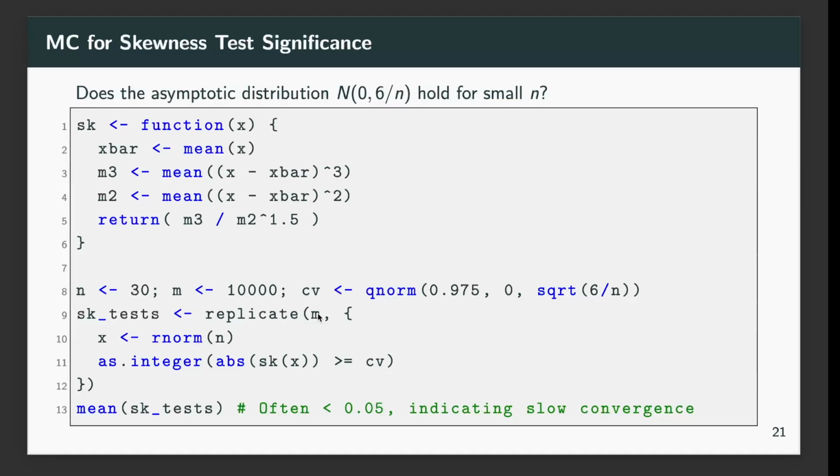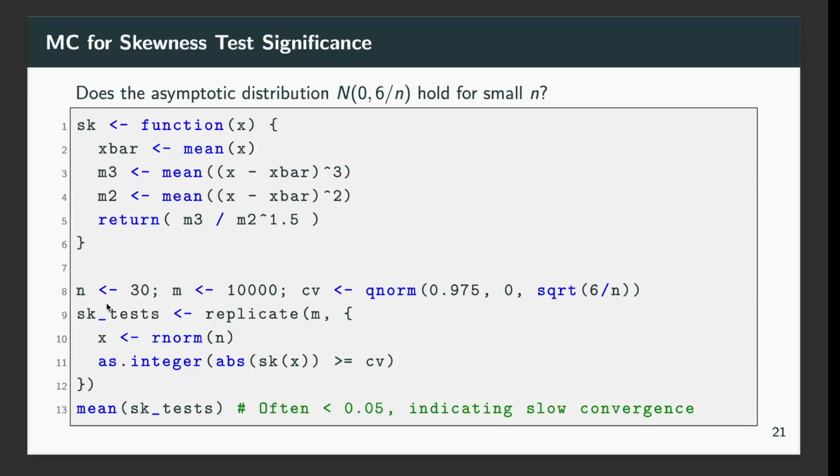So let's show this using the sample skewness function in R, and we want to test for the significance. We compute x bar as the mean of x, then we have M3 as the mean of (x minus x bar) cubed, and M2 as the mean of (x minus x bar) squared. Then we return M3 divided by M2 to the power of 3/2. So this should be the sample skewness.